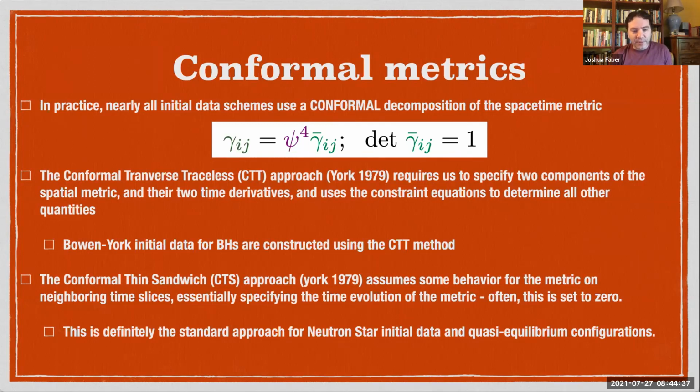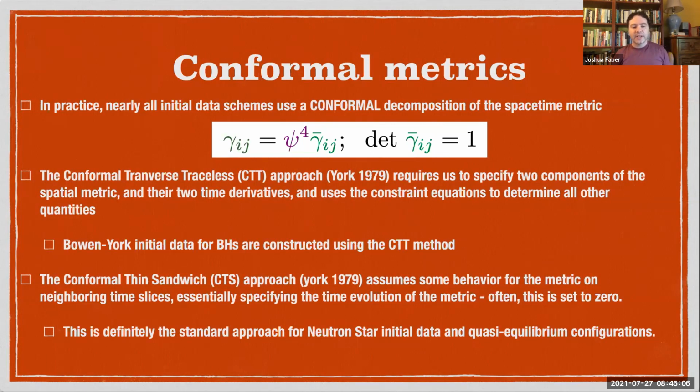The other approach, and apologies for the typo here, is the conformal thin sandwich approach. This is also James York, but from 1999. I need to check on the year. It's not 1970, I believe it is 1999. It assumes some behavior from the metric on neighboring time slices.